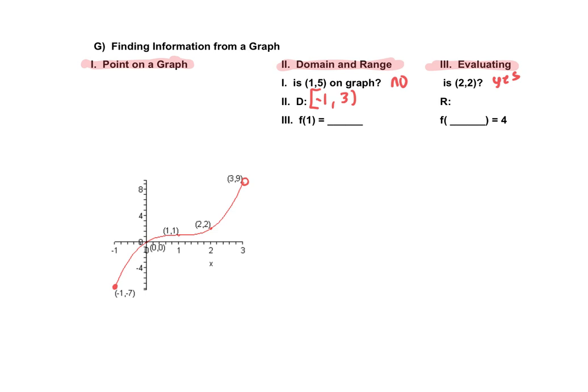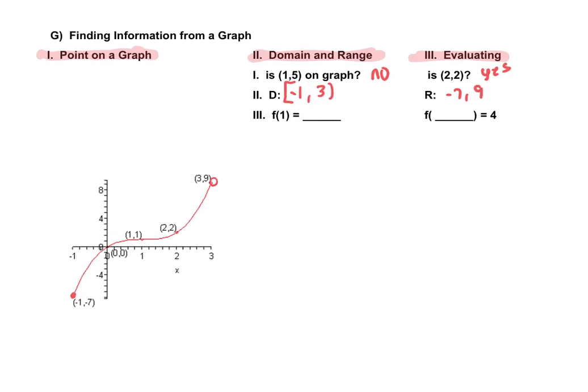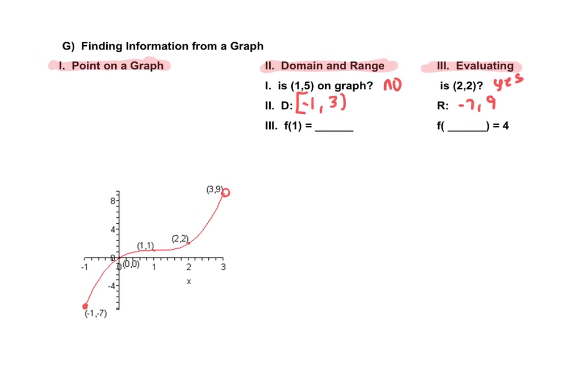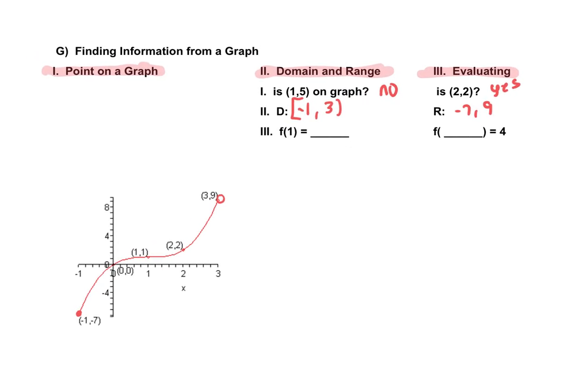Aiden, range? Careful. What's the lowest? There you go. Good. -7 to 9. At -7, parentheses or bracket? Bracket. And at 9, parentheses.